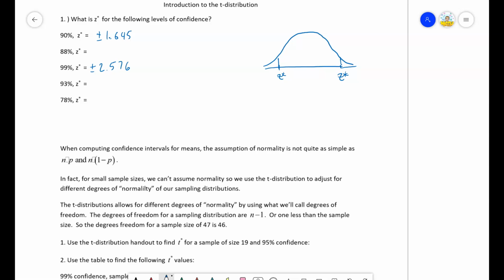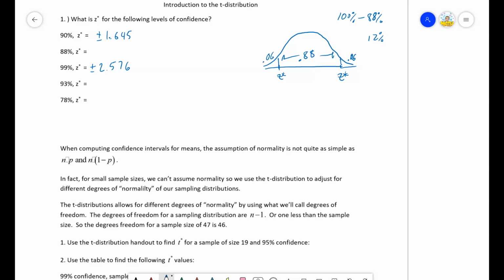So for 88% confidence, what does that mean? That means that the area inside this interval is 88%, okay? So how much is in each tail? Well, 100% minus 88% leaves us with 12%, but we would divide that by 2. So really the area in this tail is 0.06 and 0.06.